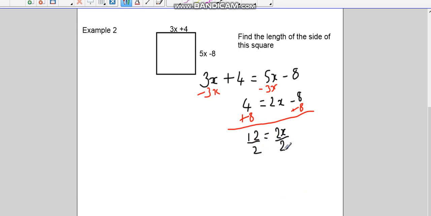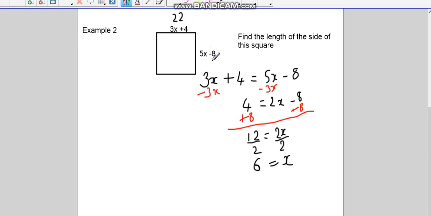and we get that x equals 6. So we get 6 on this side equals x. So if I know x equals 6, I now just need to put that in here. So 3 6's are 18, plus 4 is 22. So I know that side is 22.